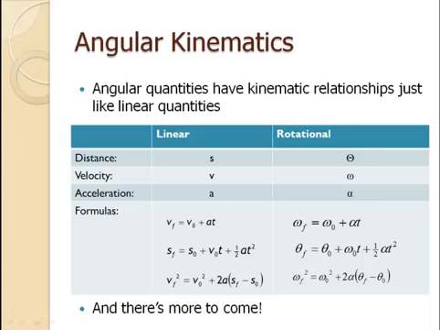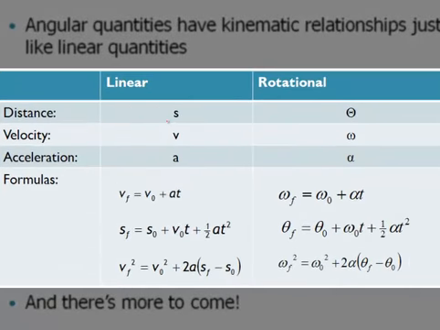So let's compare. When we talked about linear kinematics back in the fall, we had the following variables. S represented our distance or position, V our velocity, and A our acceleration. And in our rotational unit, the related quantities are theta, for how much something has rotated instead of how far something has traveled, omega for how quickly it's rotating, and alpha for how quickly the rotation is changing.